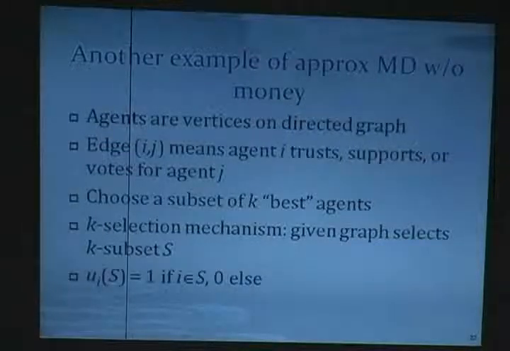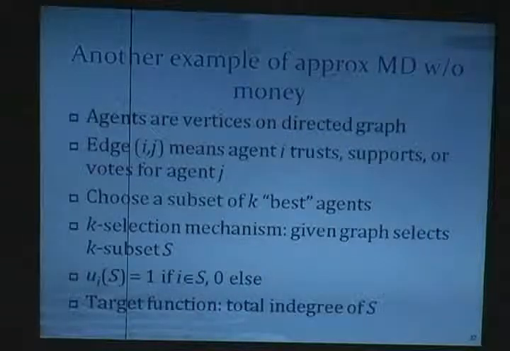Now, the utility of agent i for the chosen subset S is 1 if he is a part of the subset, if he was chosen, and 0 otherwise. So all agents care about is being part of this elected subset. They're completely happy if they're a part of it, and completely unhappy if they're not.